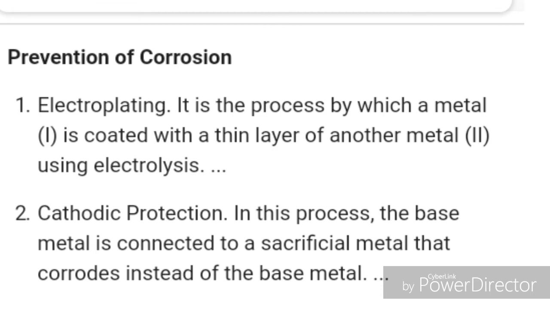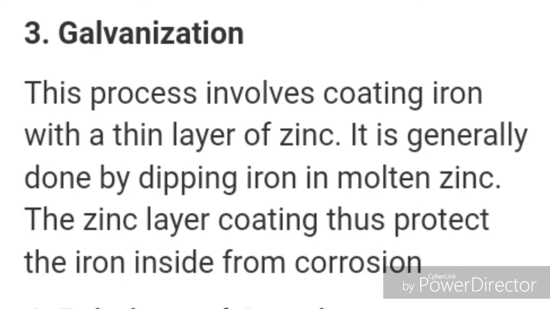The second method is cathodic protection. In this process, the base metal is connected to a sacrificial metal that corrodes instead of the base metal. Galvanization is the process which involves coating iron with a thin layer of zinc. It is generally done by dipping iron in molten zinc. The zinc layer coating thus protects the iron inside from corrosion.